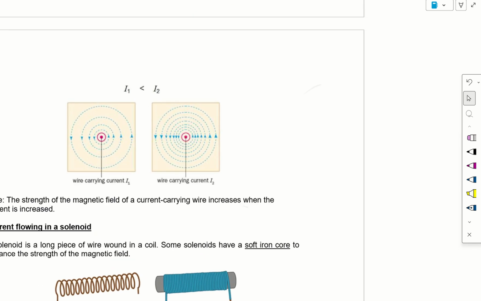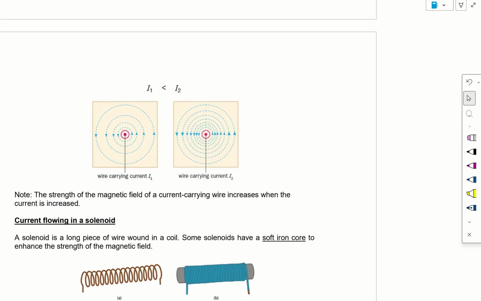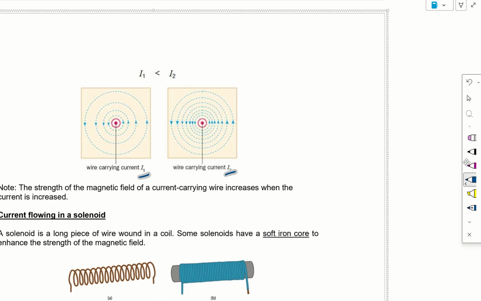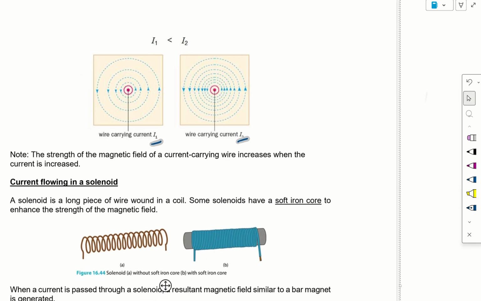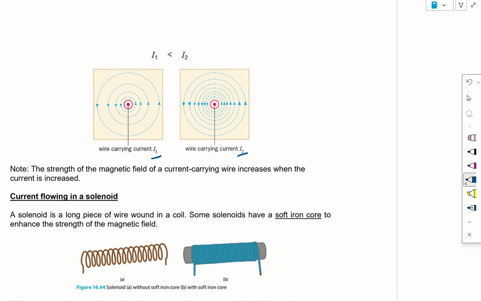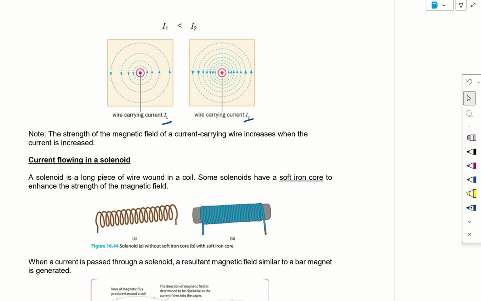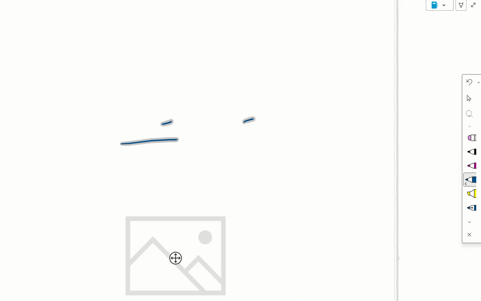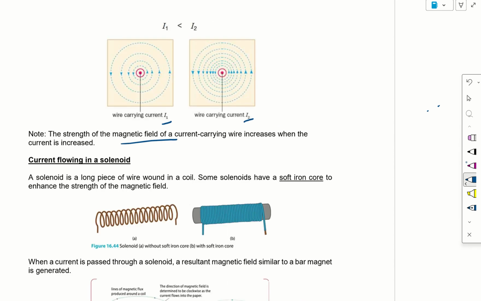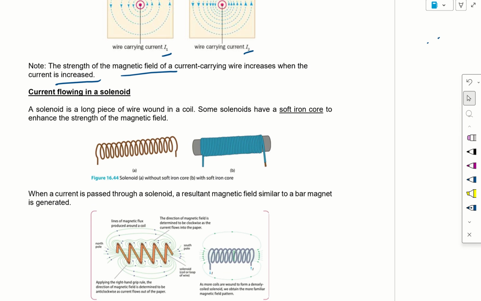Then what happens if the currents are of different magnitude, where you see I2 is stronger than I1? We see that we'll have more field lines drawn to show that we have stronger magnetic fields. You see that we have more dense lines. So the strength of the magnetic field of a current carrying wire increases when the current is increased, right? So how about current flowing in a solenoid?